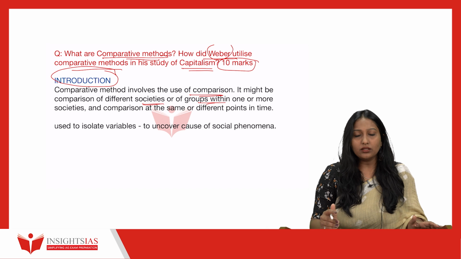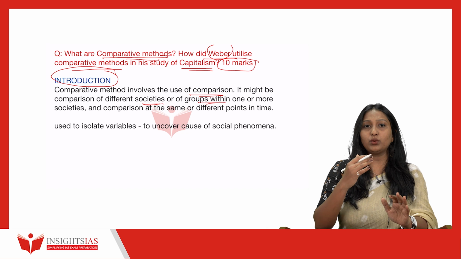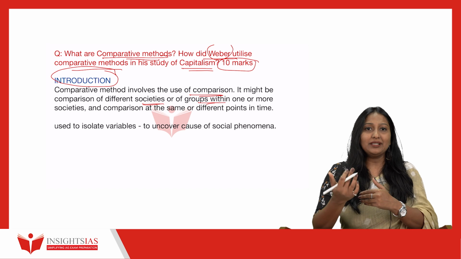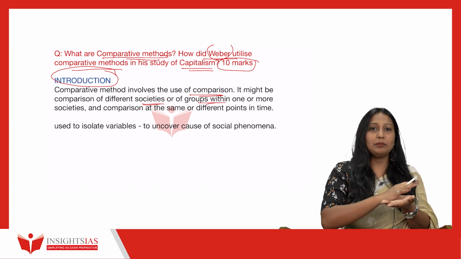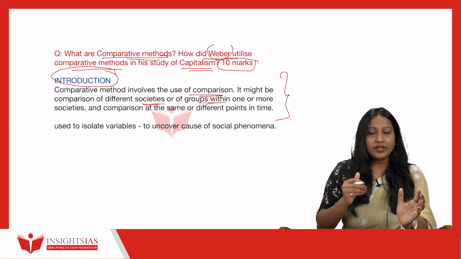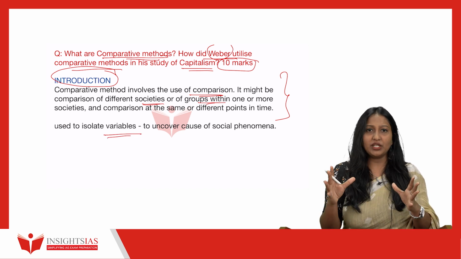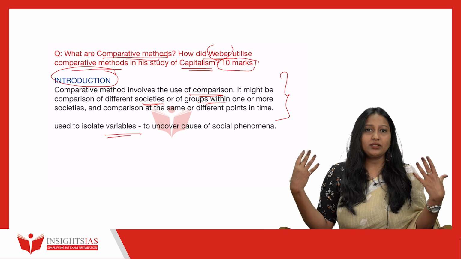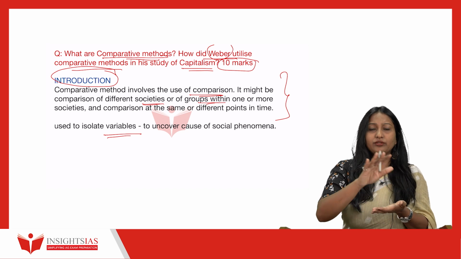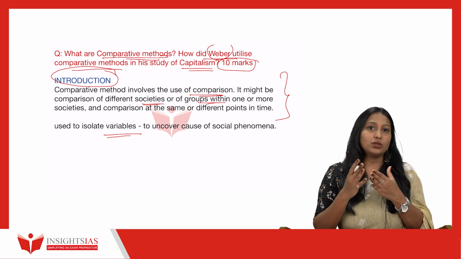And it's not just two or more entities; they'll also compare different points of time. That is, you may compare, let's say, India pre-independence and India post-independence, or India pre-independence to India at present. This is nothing but a comparative study. Here, the comparative study is used to isolate variables. So whichever variables you want to understand, let's say you are studying the whole of society, you don't have to compare the whole of society. What you can do is isolate the rest of the variables, and only study those particular variables you want to understand.